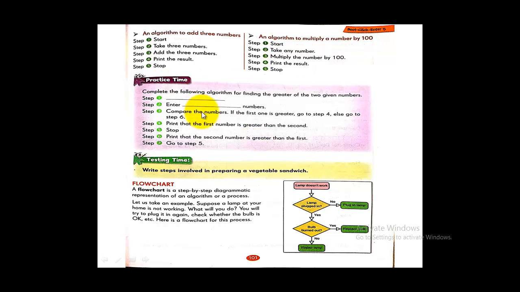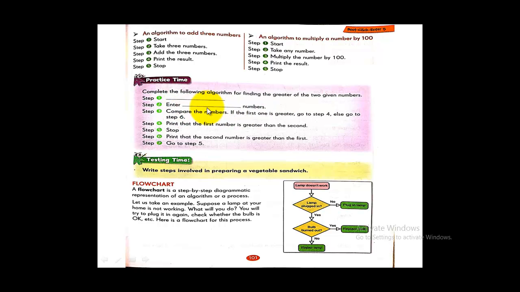Now, what is the practice time? Your practice time: complete the following algorithm for finding the greater of two numbers. It means we have to take two numbers, then find the greater of the two numbers. Now, for the first step, you have to write start. Then the second step: we are finding the greater of two numbers, so we have to take two numbers.